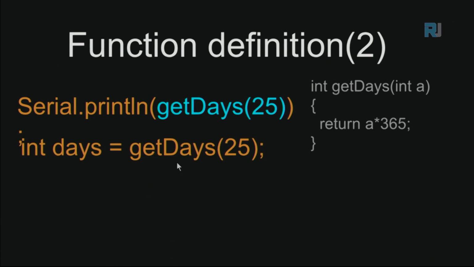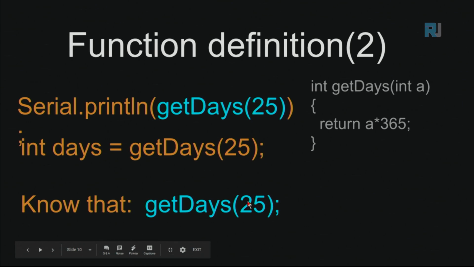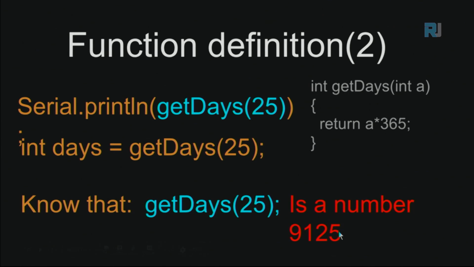Or you can use it this way, get days 25. This time, because we're not printing it, we are assigning it to a new variable called days of type integer. So we have to know that get days 25 is a number 9,125. Because if you pass 25, 25 times 365 is 9,125. So this is a number. Either you print it, pass it to the serial monitor, or assign it to another variable.